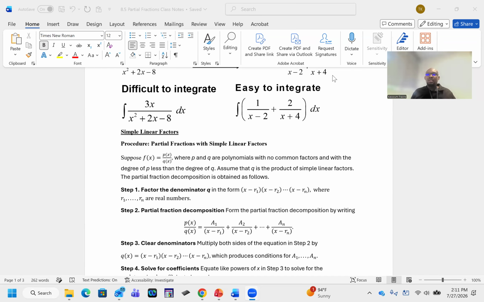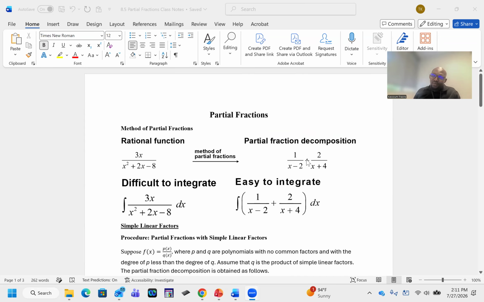Today we are going to talk about partial fraction. We are going to use partial fraction decomposition to integrate some integrals today, okay?